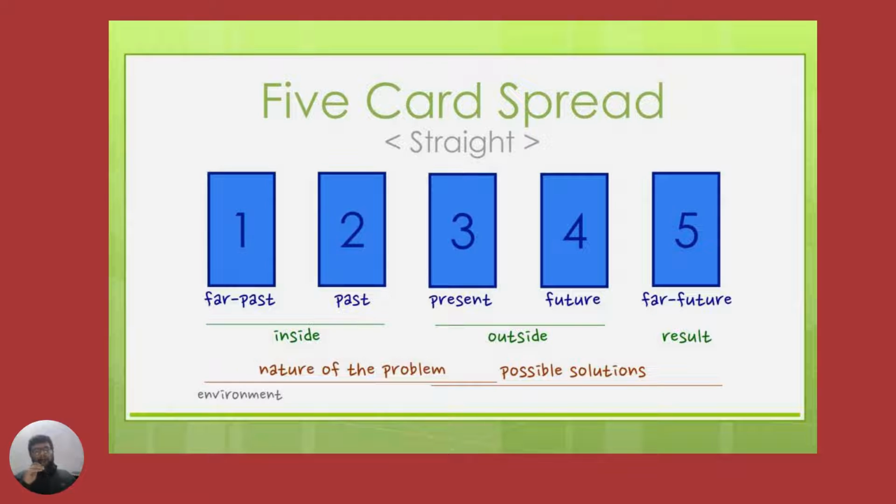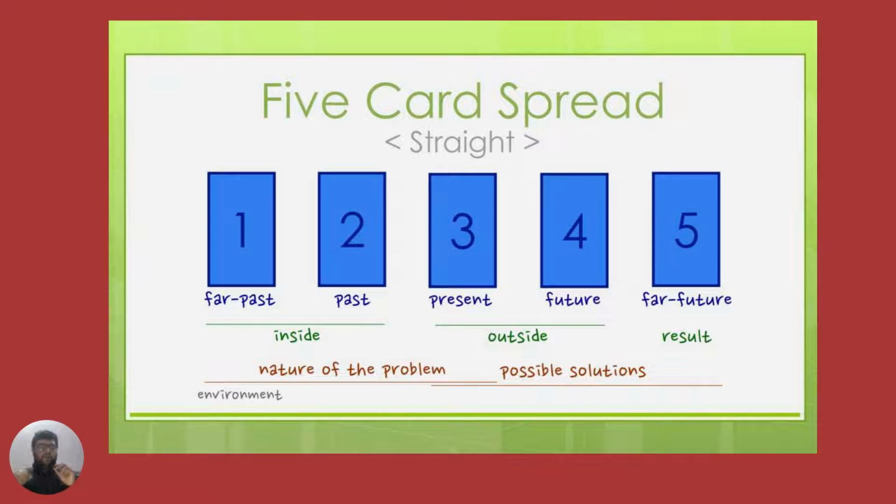So the first and the second cards represent the past. The first represents the things which happened deep in the past. The second card represents the near past. The third represents the present, the fourth represents the near future, and the fifth represents the far future, like a very long range reading. So the 2 and 4 are short term readings, and 1 and 5 are long term readings.